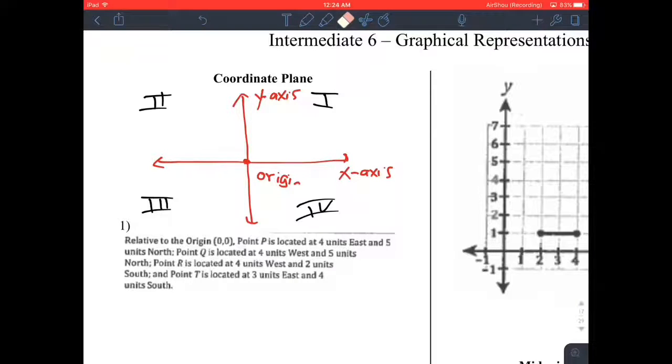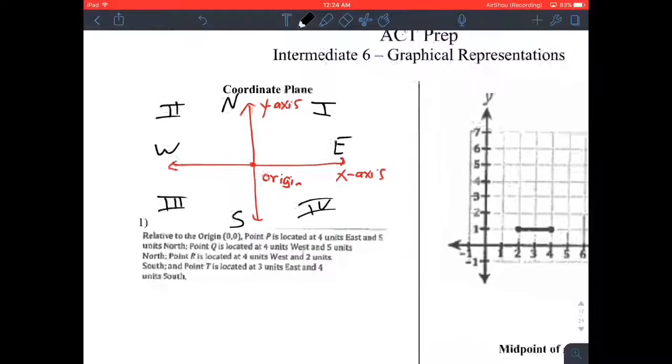Also, this coordinate plane is often used for navigation. Typically, the positive y-axis is north, negative y-axis is south, and then east and west. Yeah, that's good. Well done.